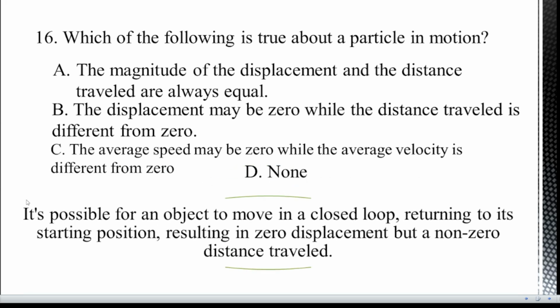Now, a short explanation about the problem. It's possible for an object to move in a closed loop, returning to its starting position, resulting in zero displacement but a non-zero distance traveled, and hence the average velocity becomes 0 and the average speed is different from 0. So the displacement may be 0 while the distance traveled is different from 0. So the answer is B.